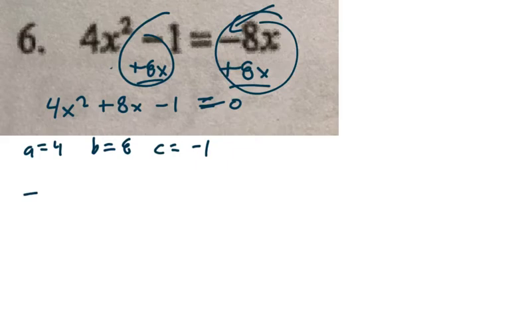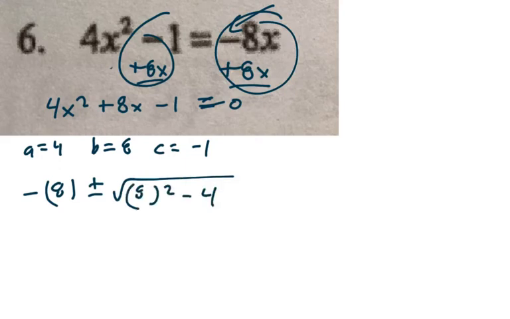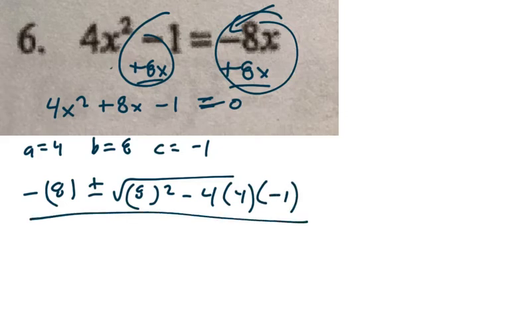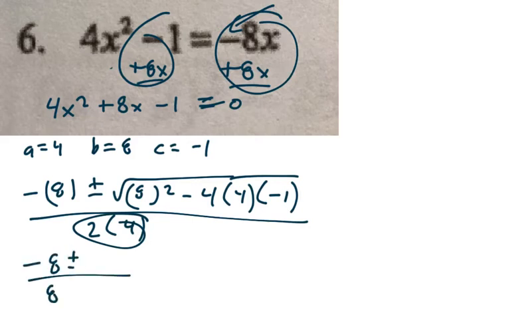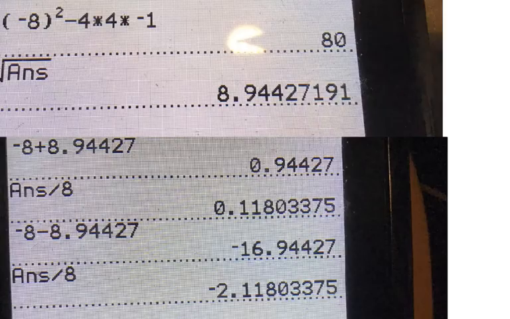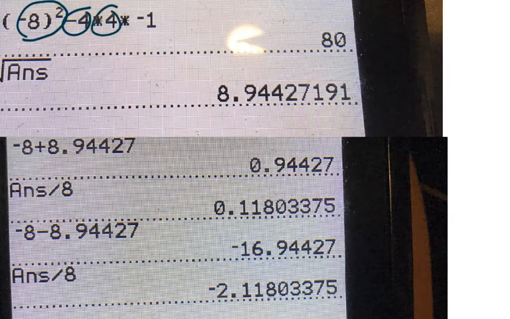I'm going to do the negative of the b. I'm going to do plus or minus the square root of the b squared minus the 4 times the a times the c. Oh, that's all under the square root now. All divided by 2 times the a. Now, 2 times 4, of course, is 8. So I have negative 8 over 8 plus or minus the square root. Now I'm going to do all of this square root stuff on my calculator. I'm going to do the b squared minus the 4ac.